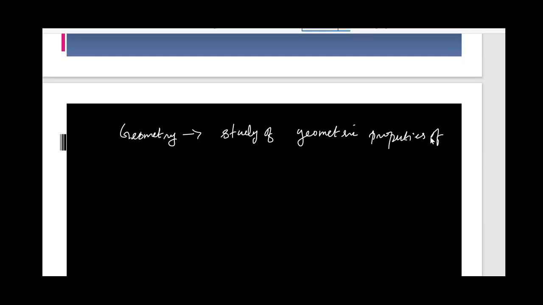But the actual meaning of geometry is like this: study of geometric properties of objects. So, geometry means study of geometric properties of objects. Now, again, we want to know what is a geometric property. So, what's a geometric property?